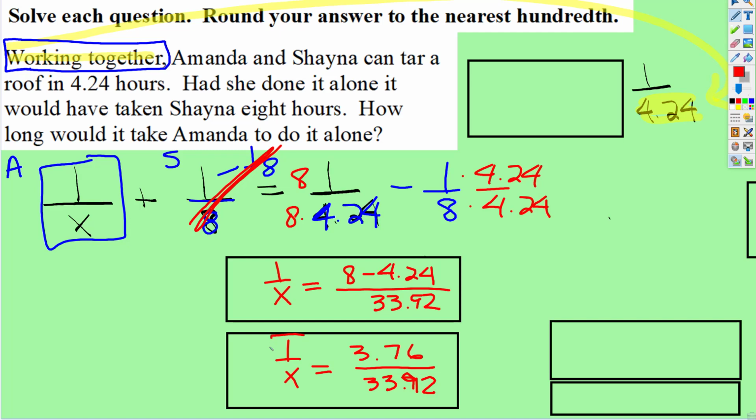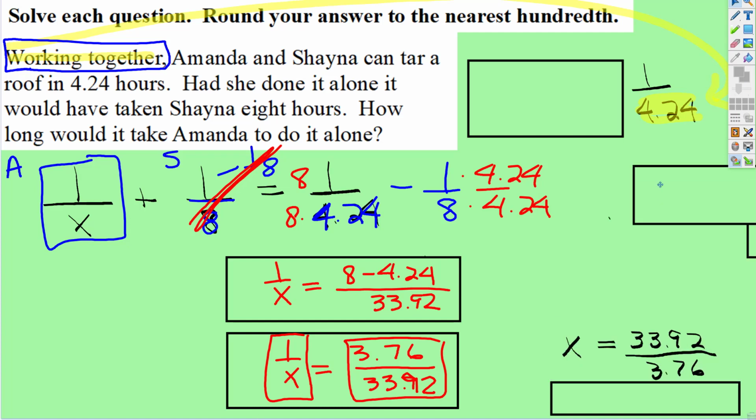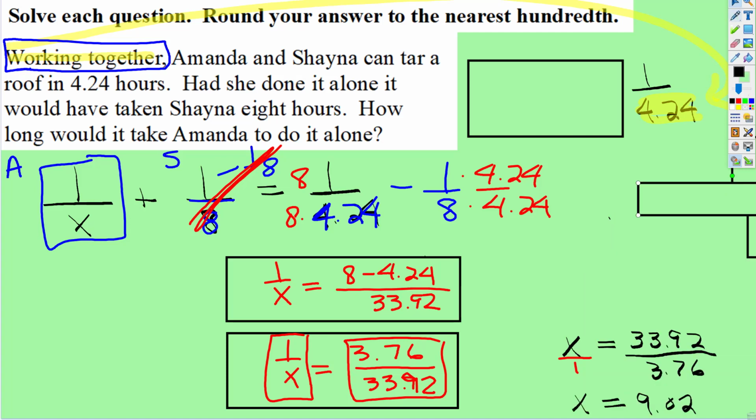And now we have a fraction equal to a fraction with the variable in the denominator. So we're going to flip both sides. So that's x, or x over 1. The 1 can be invisible. And now we have 33.92 divided by 3.76. And we get 9.02. And I'm going to say that most people are going to let you say that x is about 9 hours.